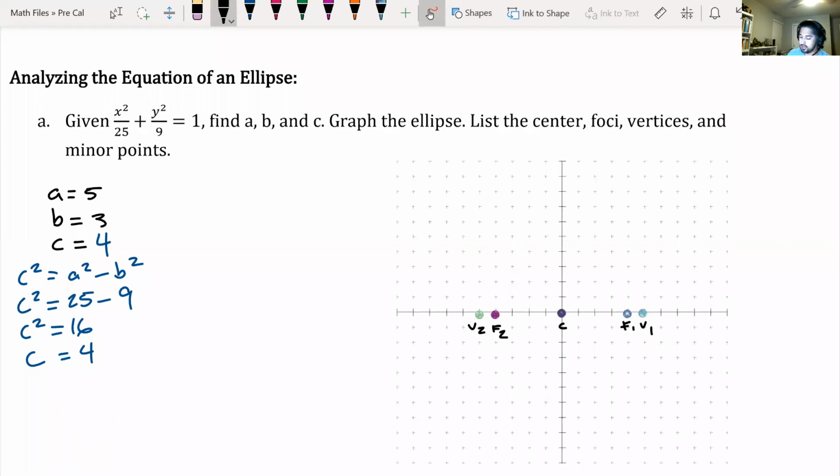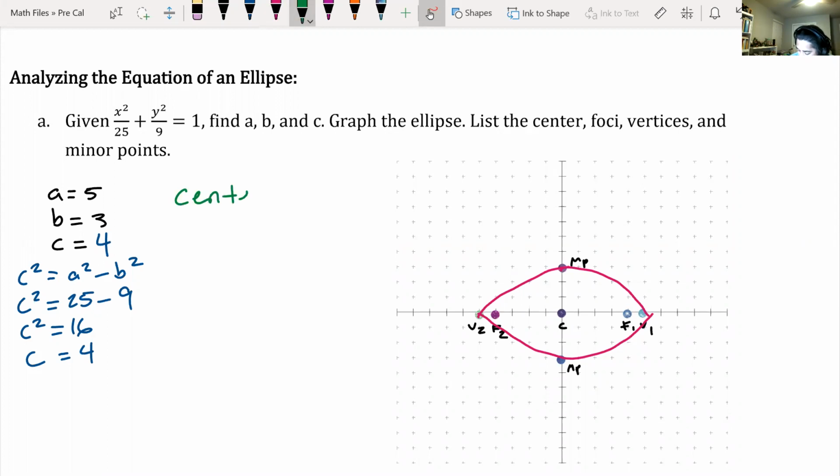focus 1. And then to find my minor points, we're going to go up and down how many spaces? 3. 1, 2, 3. There we go. Those are my minor points. And then connect your ellipse, vertices to minor points. Hey, getting better. Missed that dot totally. Okay. And now they already gave us the equation, so we're just going to list everything that we know.